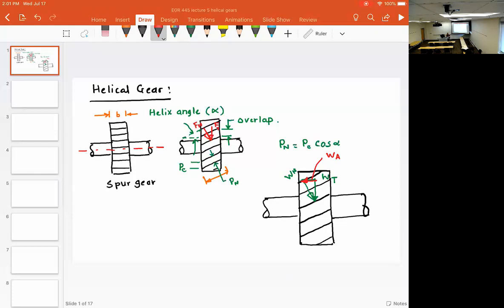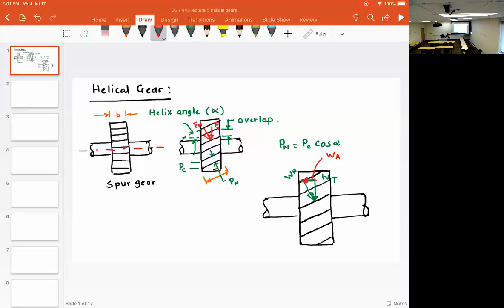In helical gears, because the teeth are cut at an angle, you have an axial load. So what happens is, a helical gear would have an axial thrust always acting on that gear. It's a good thing and a bad thing.